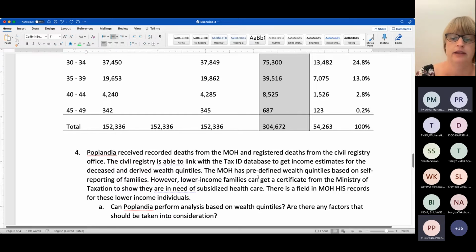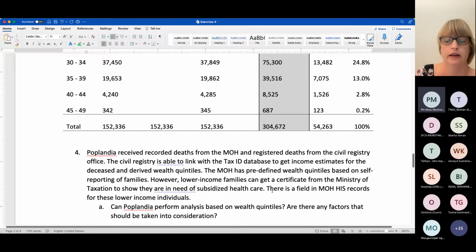However, lower income families can get a certificate from the Ministry of Taxation to show that they are in need of subsidized health care, or maybe they can get special services if they can prove that they're low income using this documentation from the Ministry of Taxation. There is a field in the Ministry of Health HIS records for these lower income individuals. So the Ministry of Health does collect data, and there is a variable in their database for those who have this certificate from the Ministry of Taxation certifying that they are low income and in need of subsidies.